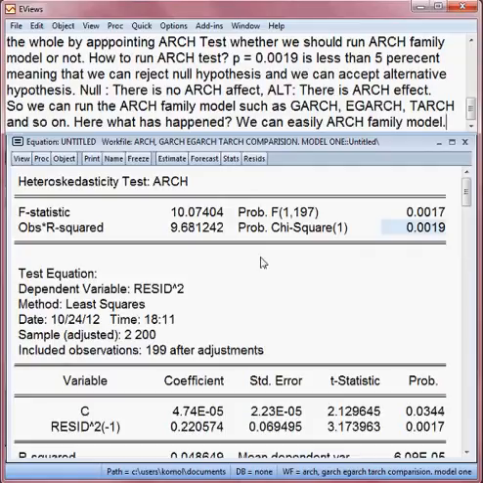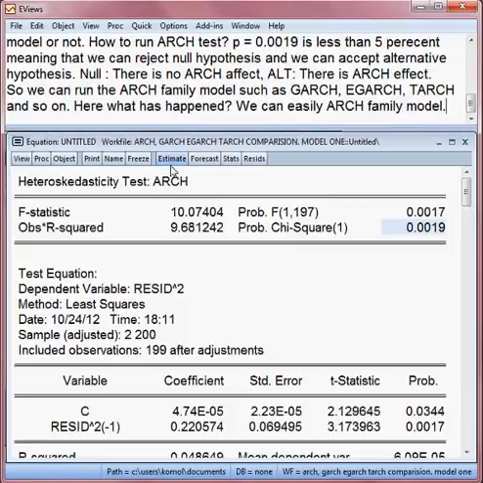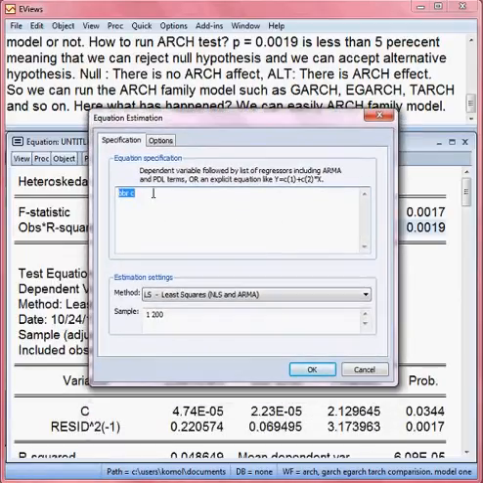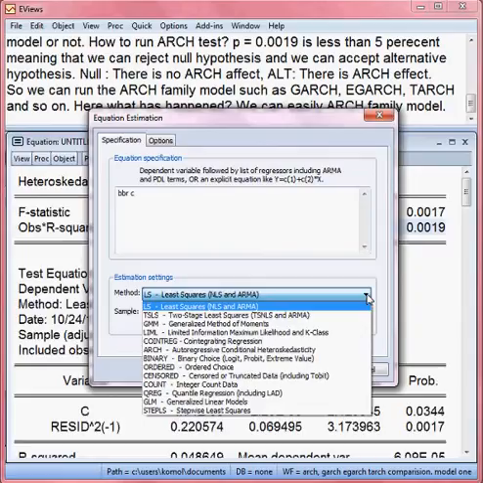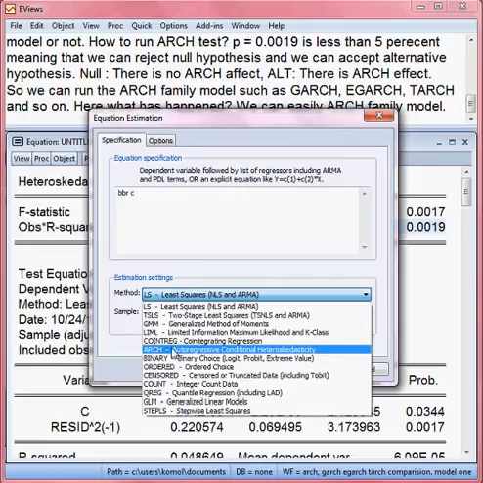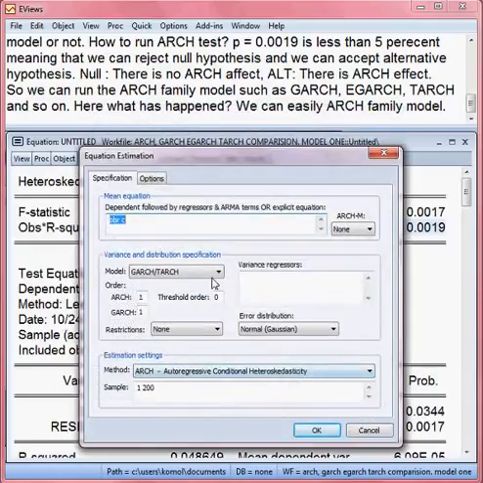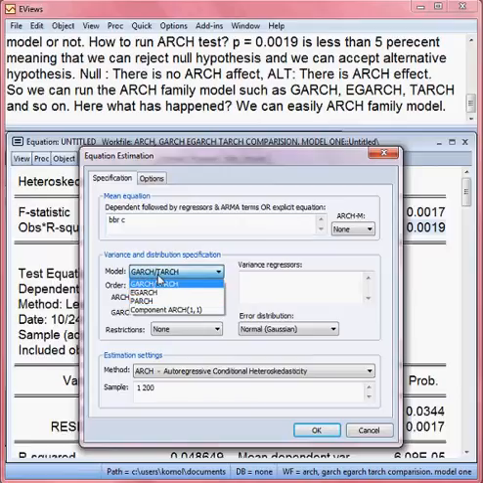Okay. So I go to estimate. You can see estimate here, right? I click on the estimate. Okay, then this is my dependent variable and this is the constant, and from here I choose the ARCH family model, and you can see here are many options.